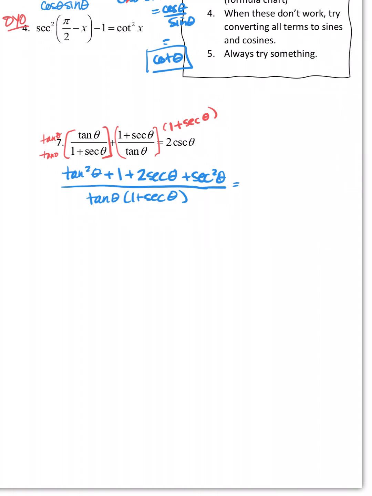Now, let's do some rearranging. Let's look at this a little bit. This is a Pythagorean identity right here. Guess what it can be replaced with? Secant squared theta. Sure can. So, what do we do now? All right, so let's see what we have. All of it over this.